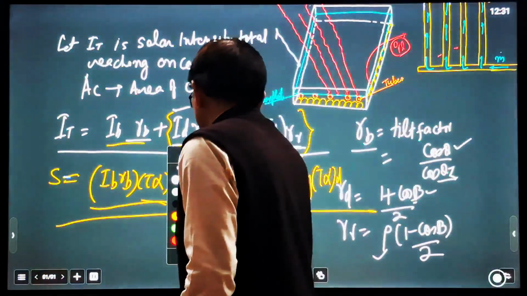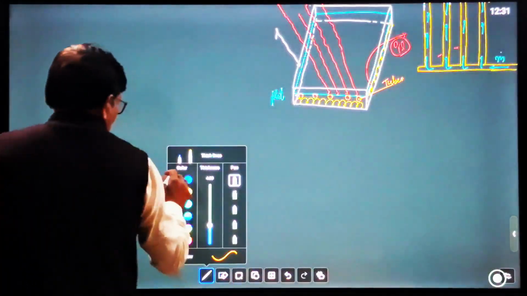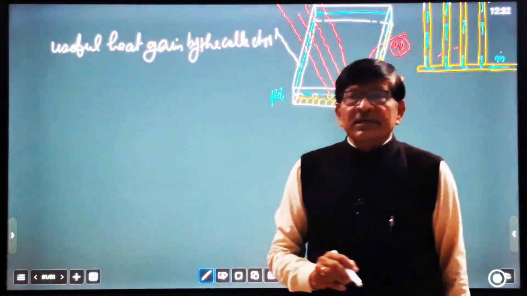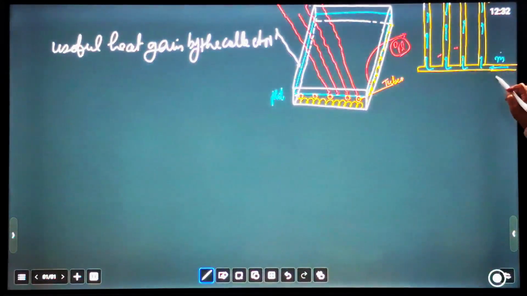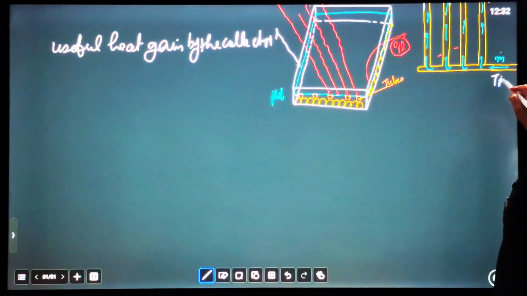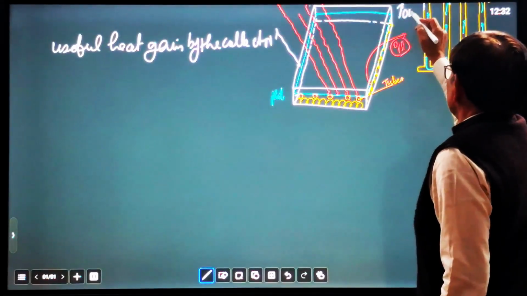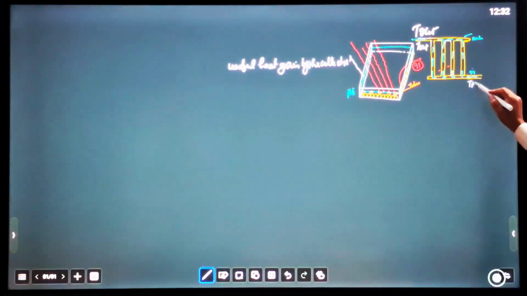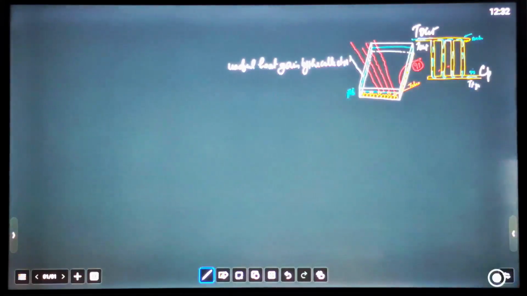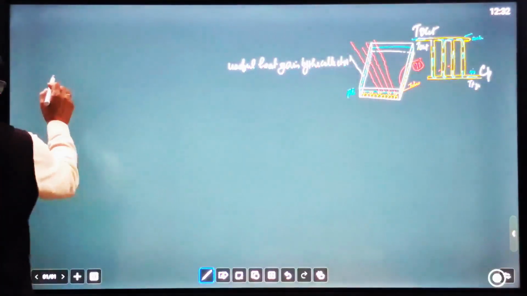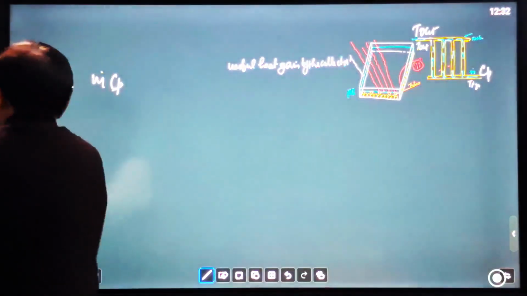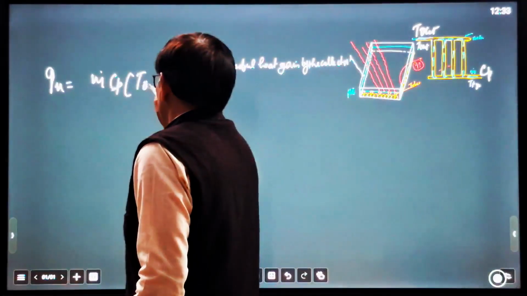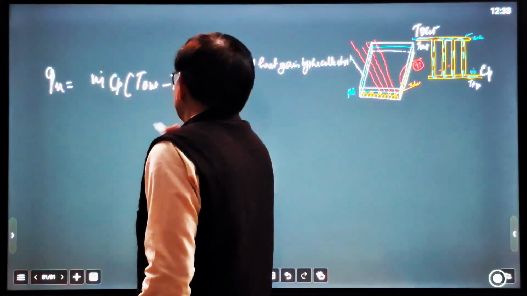So let us find out how much useful energy you can get. Useful heat gain by the collector. There are two ways, theoretical and practical, because you know the initial temperature T inlet, and here you will get T outlet, T out. You know T in and T out, the mass flow rate, and Cp is the specific heat of the fluid. So you can get the useful heat gain Qu by the equation m Cp of the energy carrying fluid, into T out minus T in. That is the useful heat gain.